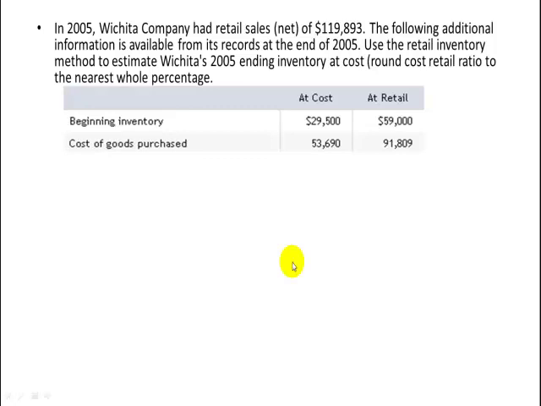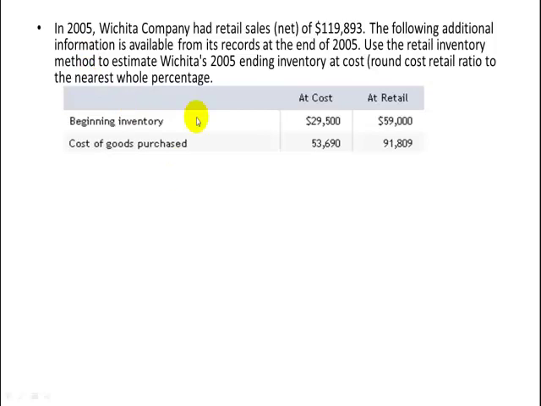Every once in a while you have to make an estimate of what your inventory is, and there's a couple of methods that you can use to estimate your ending inventory. This one is called the retail inventory method, and a lot of times companies use this when they have a fire or some kind of problem.